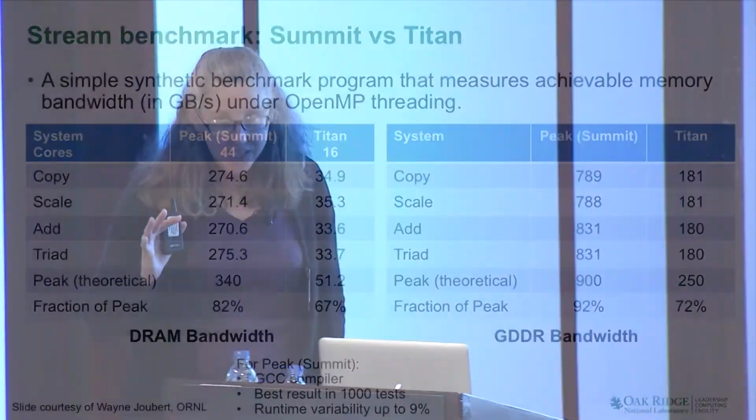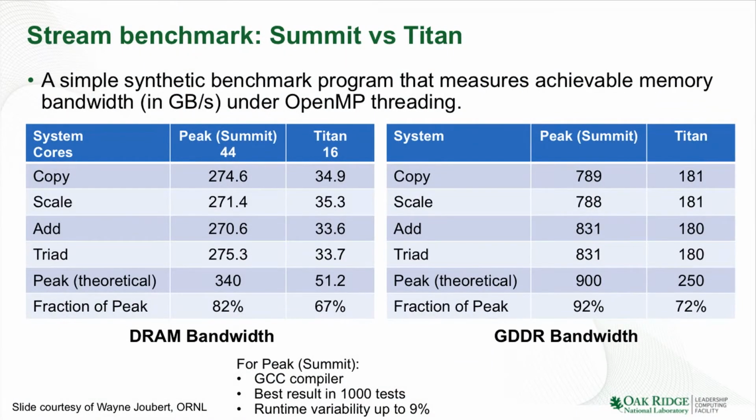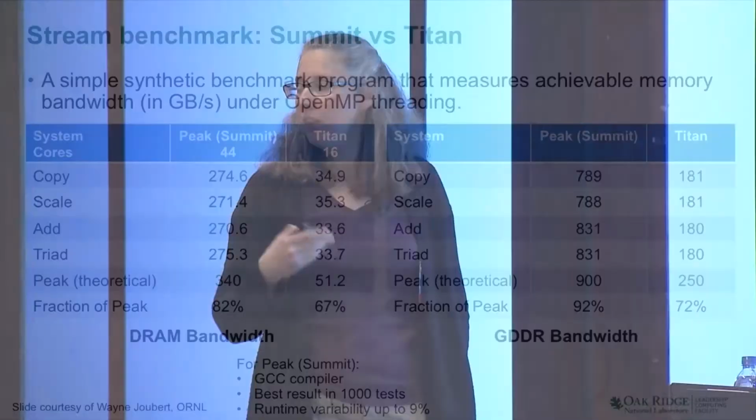Okay, so in the few minutes that we have left, let's look at a few of the benchmarks, things that give you an indication of where some of the challenges might be. So if we look at the stream benchmark, this is a very simple synthetic benchmark that measures the achievable memory bandwidth using OpenMP threading. So if I look at the DRAM bandwidth, this is measuring how much of that peak bandwidth I might actually be able to achieve. This gives us a measure of that upper bound.